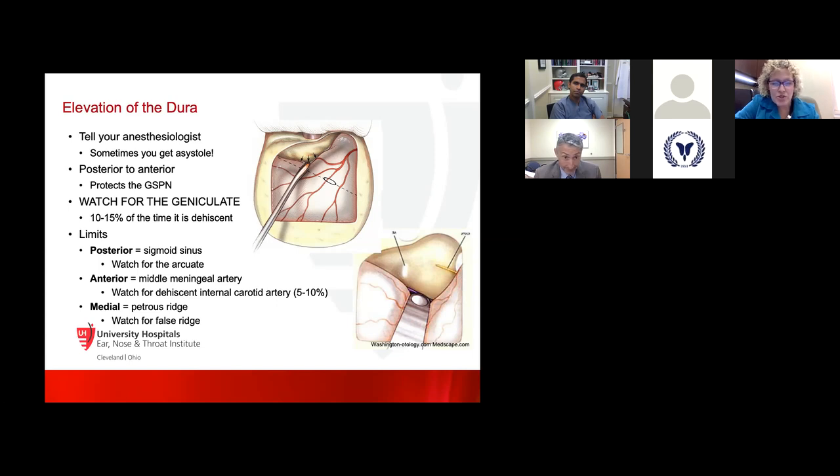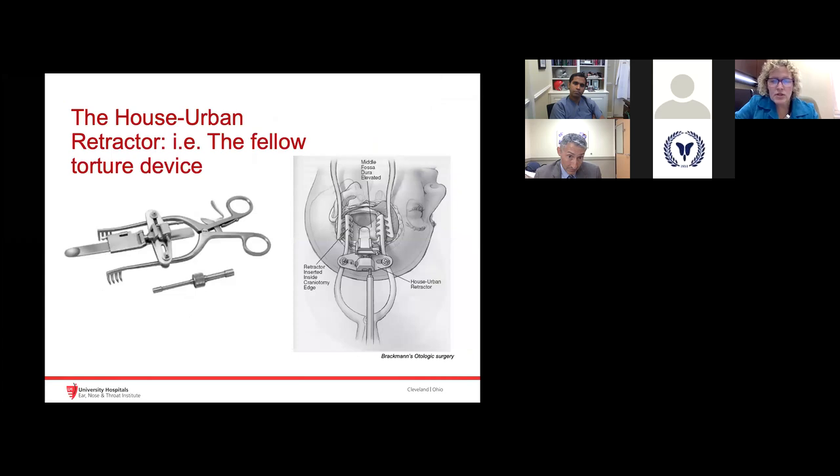Medially, we have the petrous ridge, and we're going to find the superior petrosal sinus along there as well. So the middle fossa retractor that the neurotologists use the most is something called the House-Urban retractor. I hate this retractor, but it is what we have in this area. I always called it the fellow torture device. Now I call it the attending torture device because I'm the one who puts it in. It's a sliding stage. This thing slides in and out, and it has like 2 degrees of freedom. If it had 1 more degree of freedom, it would be a lot better. But many times what you want to do is lock it into the petrous ridge, which is running in this direction, but this thing is flat.